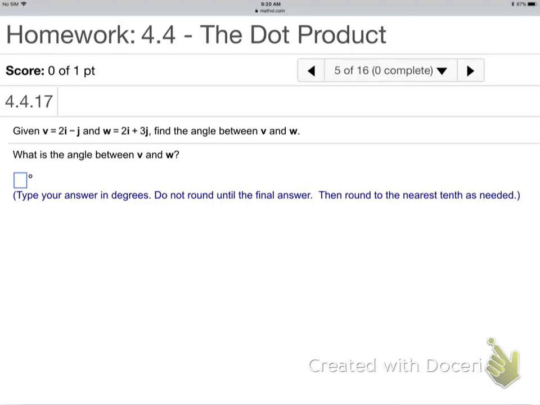Okay, so they're saying, all right, we got a vector v and we got a vector w, and we want to find the angle between those two vectors. How do we find the angle between two vectors? How do we do that? We could draw them. Let's draw them. It's not really how we're going to solve the problem, but it might be good just to see what we're even talking about.